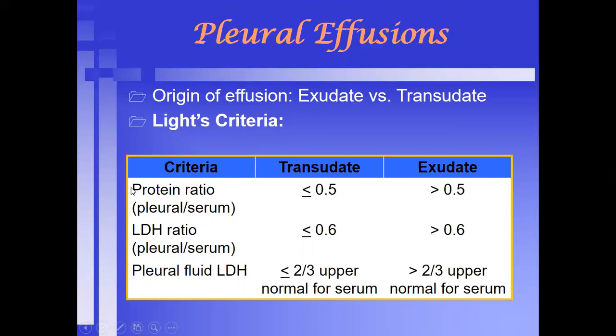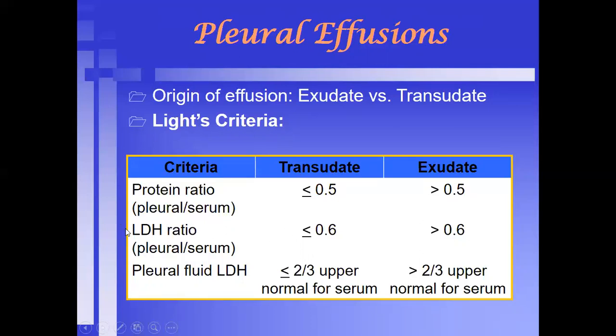Okay, so for the Light's criteria, you have the following. So first is you get the protein ratio. So you divide the pleural fluid protein by the serum protein, and if the ratio is less than or equal to 0.5, then that's probably a transudate. If it's more than 0.5, then that is likely an exudate.